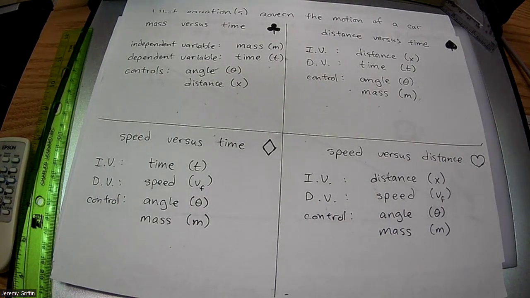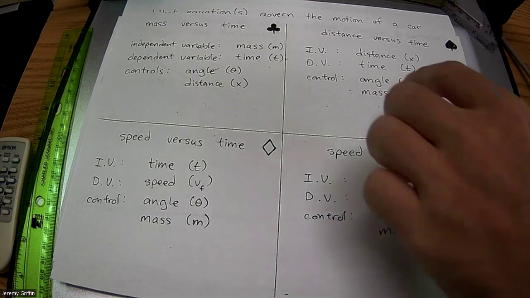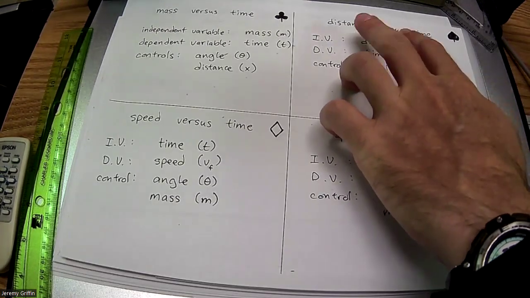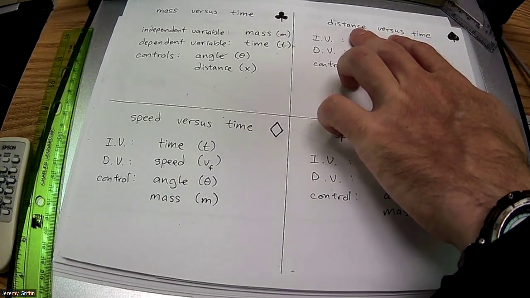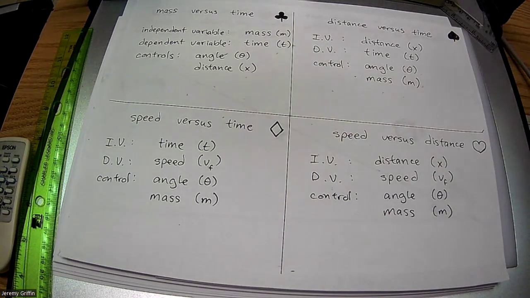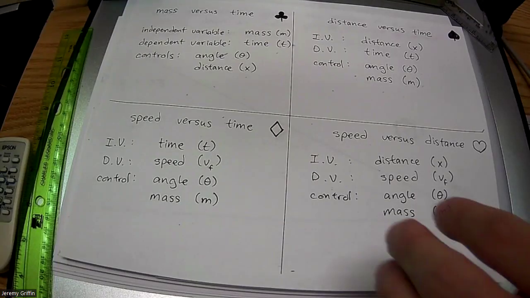All right, so what I want to do with you guys is, on camera, go over one of these four. If you happen to have the spades, distance versus time, that's one I'm going to explicitly go over with everybody. Then I'm going to hand these scoring rubrics out and give you time to work with each other and score each other. Now, really score your own paper.